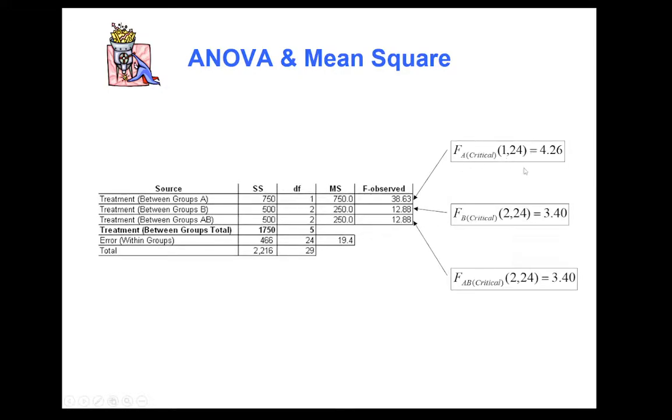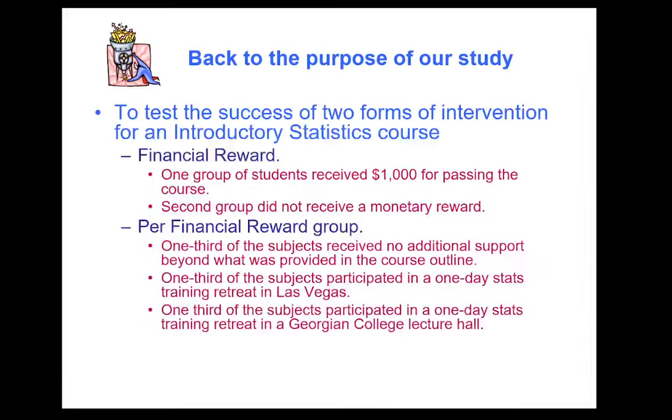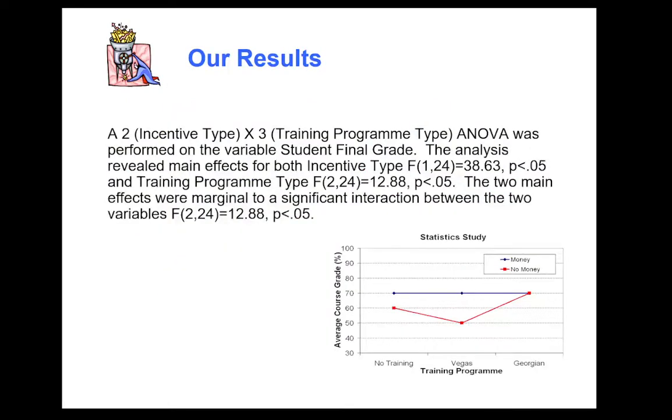And then my F criticals, which can be different depending on the degrees of freedom. And I can see that I reject the null hypothesis in all 3 cases. Okay. So to test the success of the 2 forms of intervention, we had the financial reward, and per financial reward, we had the 3 levels of treatment, just to summarize. And I write this up.